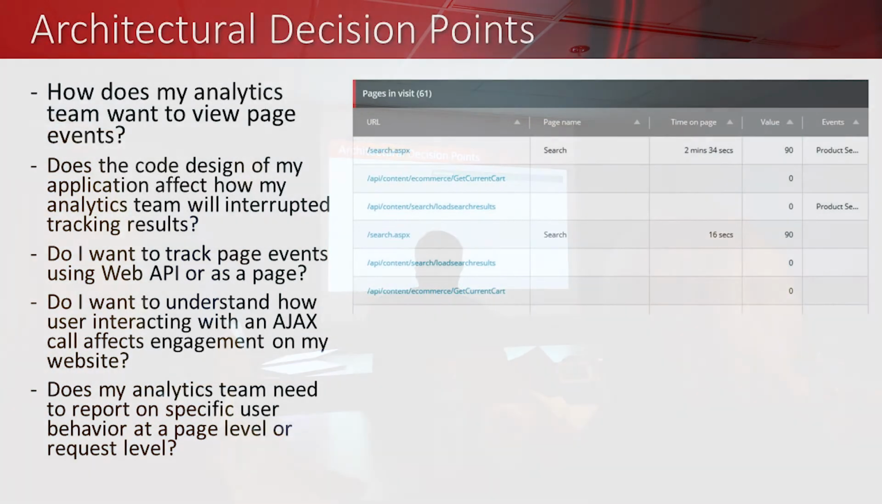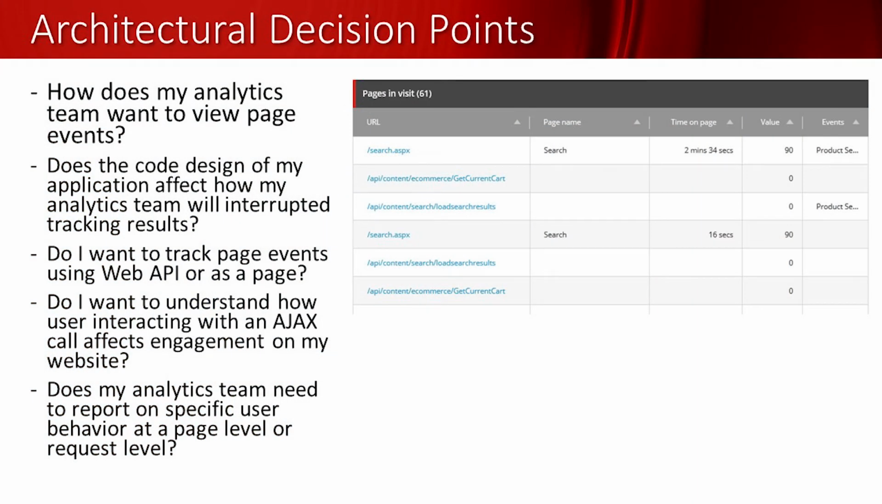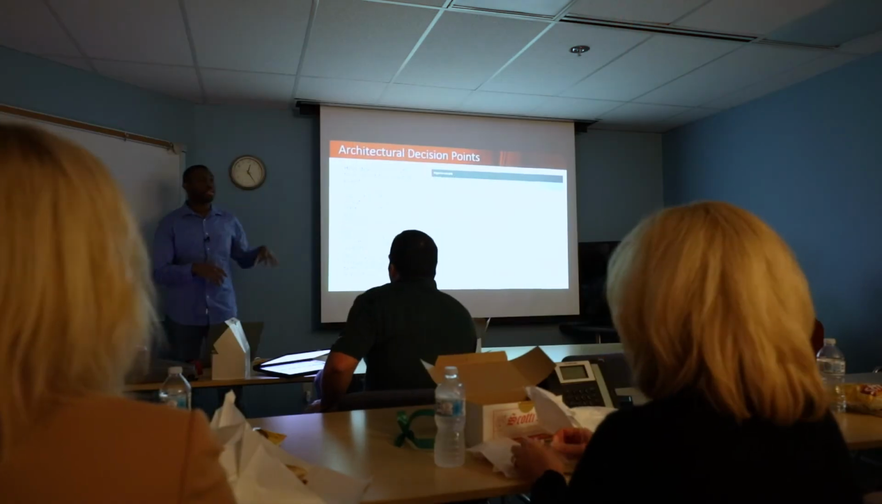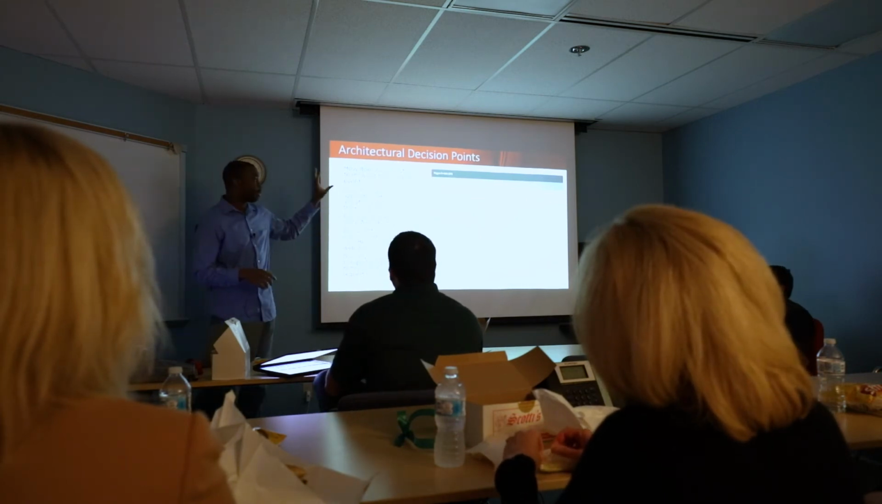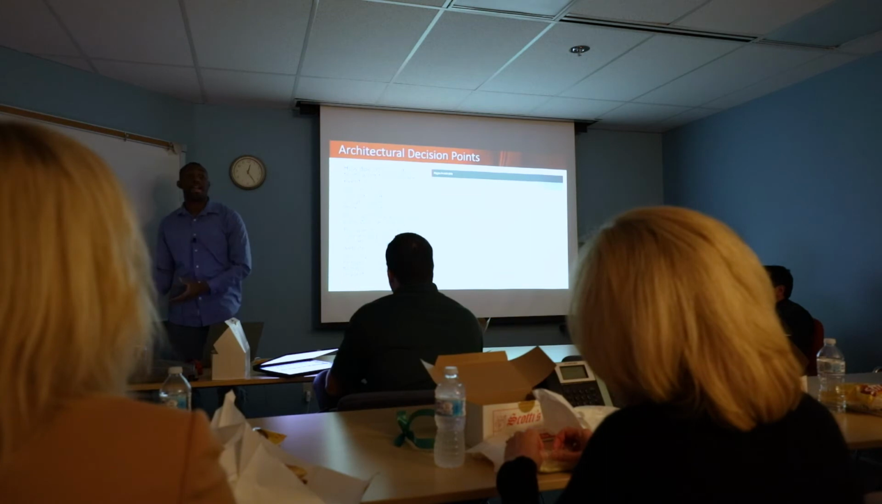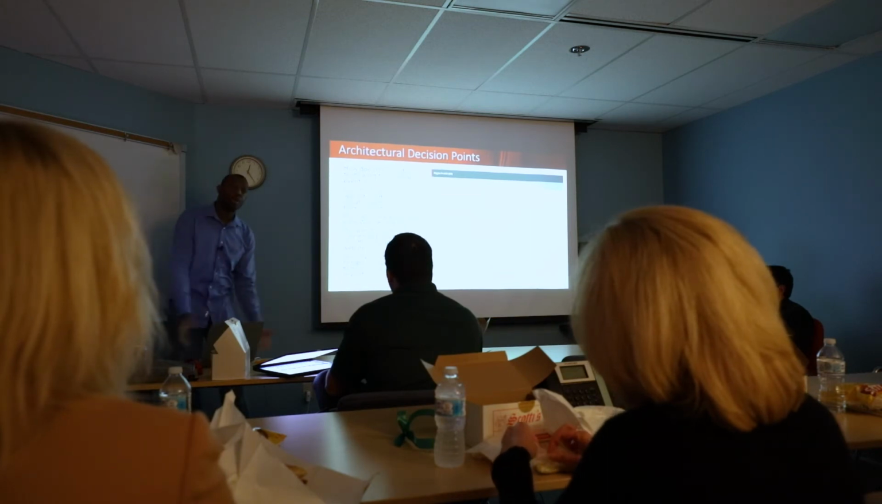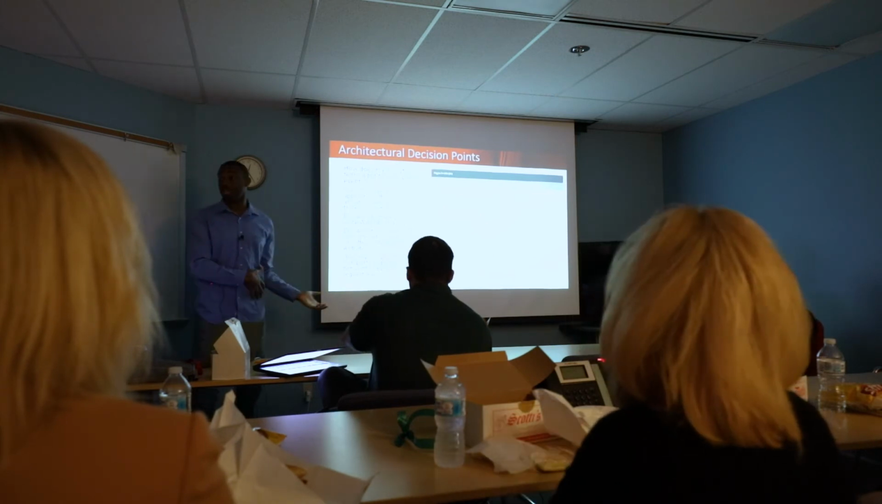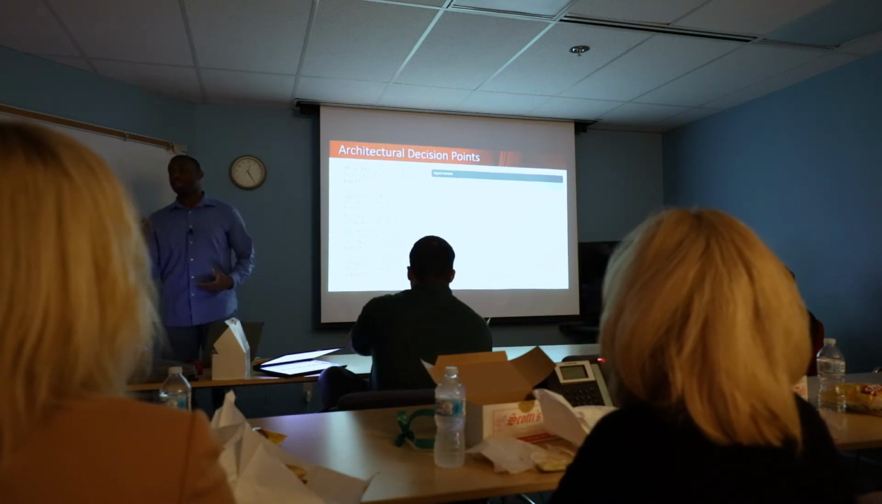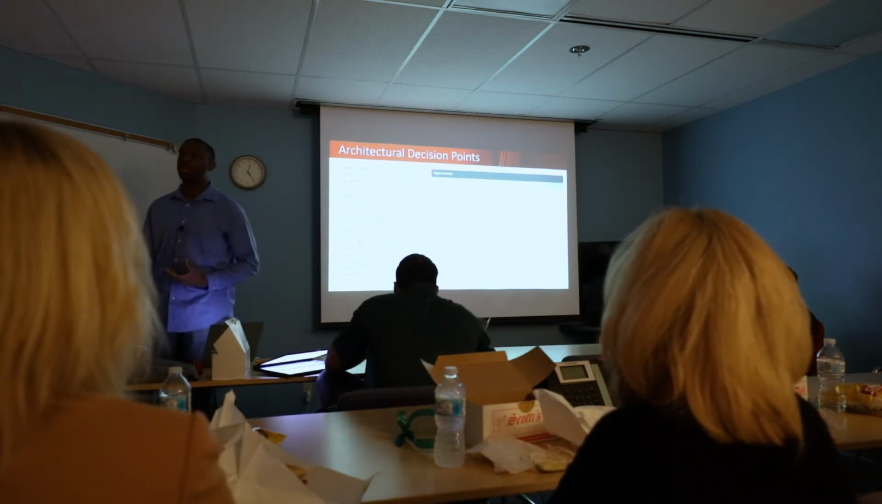So some decision points for an architect and the developer at Sitecore is to realize, how does my analytics team want to view page events? Do those page events really affect the way I need to report on data? In some cases, I've had to update some logic in some sites to attribute that page event to the web page rather than to the API call, so that when we report on it, that page gets the attribution instead of the API call.